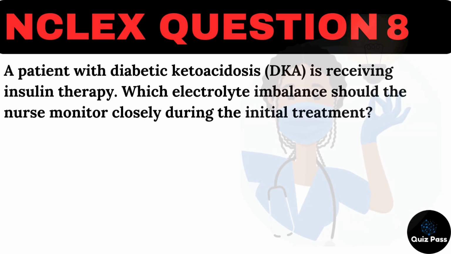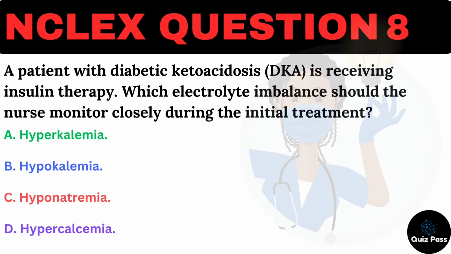A patient with diabetic ketoacidosis, DKA, is receiving insulin therapy. Which electrolyte imbalance should the nurse monitor closely during the initial treatment? A. Hyperkalemia. B. Hypokalemia. C. Hyponatremia. D. Hypercalcemia.